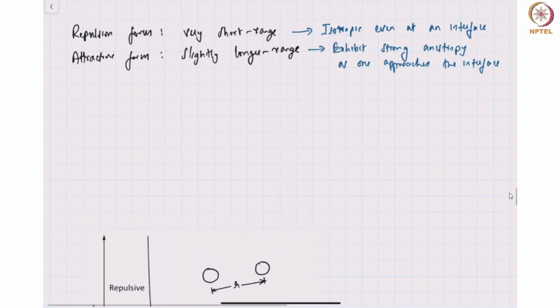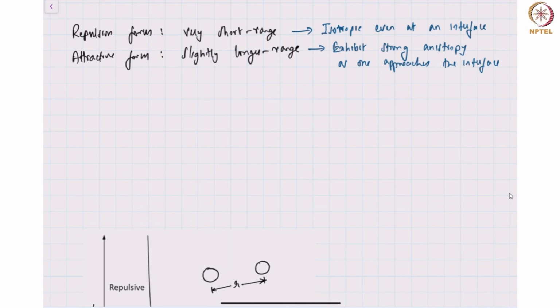The reason is that repulsion is experienced because of the push from surrounding molecules, right? But attraction forces work in the same way, because of the pull of the surrounding molecules. But because attraction forces are slightly longer range forces, when one comes close to the interface, the number of molecules in the neighborhood matters for attractive forces, but not so much for repulsion forces.